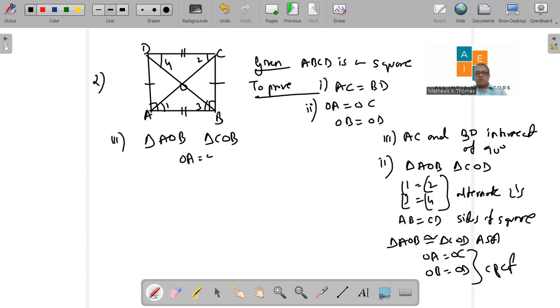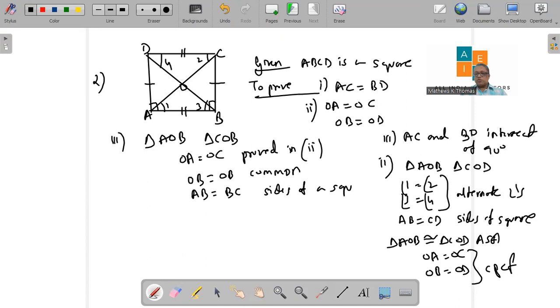OA and OC we have already proved equal just now, in the second part. OA equal to OC, we are making use of that. OB equal to OB, common. And here, third condition, AB is equal to BC because it is given that they are sides of a square. Sides of a square are equal.